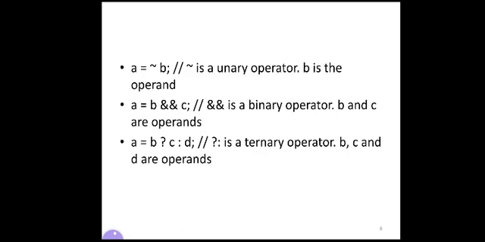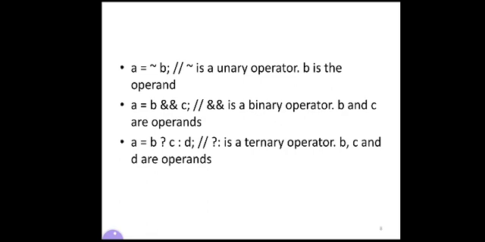Examples. The first example is the unary operator. A is equal to tilde sign B. The tilde sign is the operator and B is the operand here. The tilde sign is a unary operator because it only operates on a single operand, that is B. B is the operand and the tilde sign is the operator. As only one operand is available, it is called a unary operator.